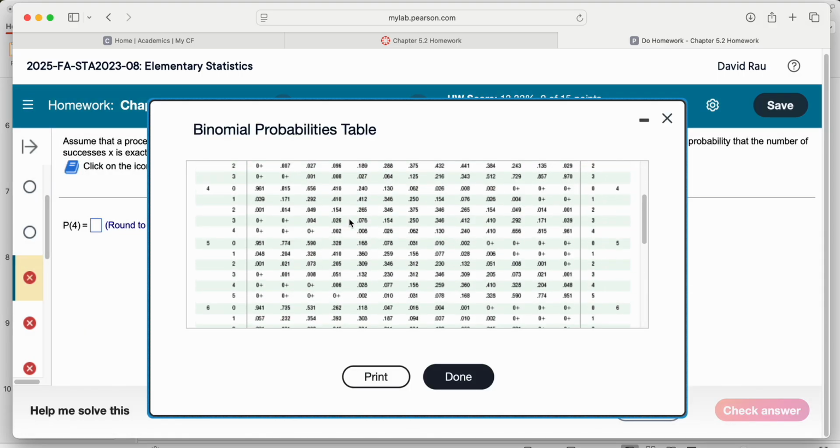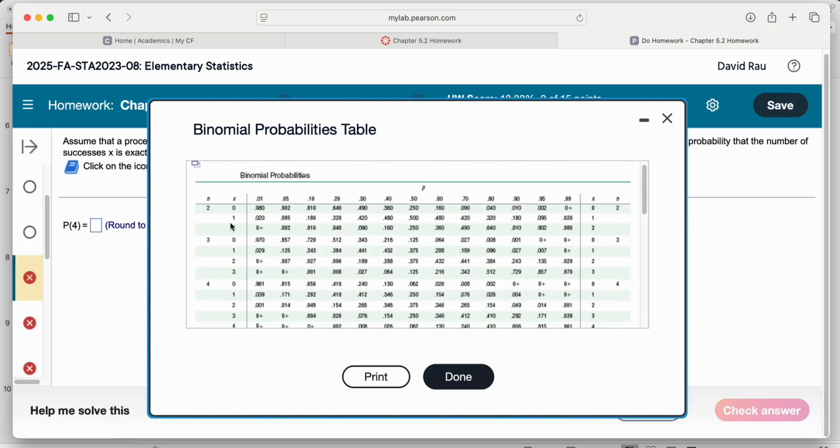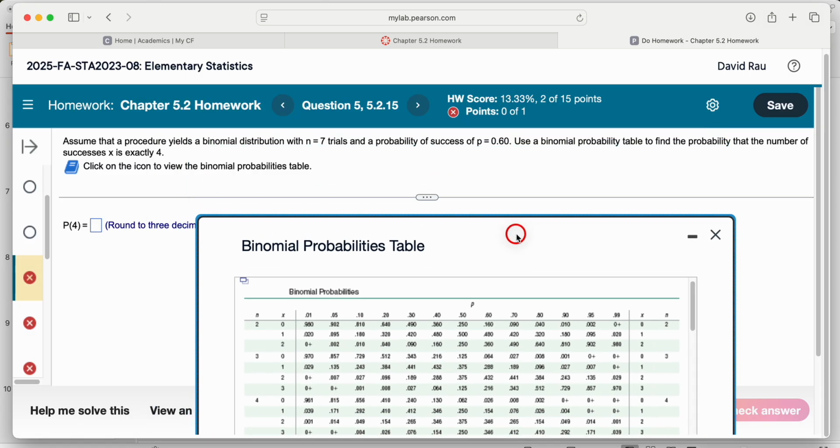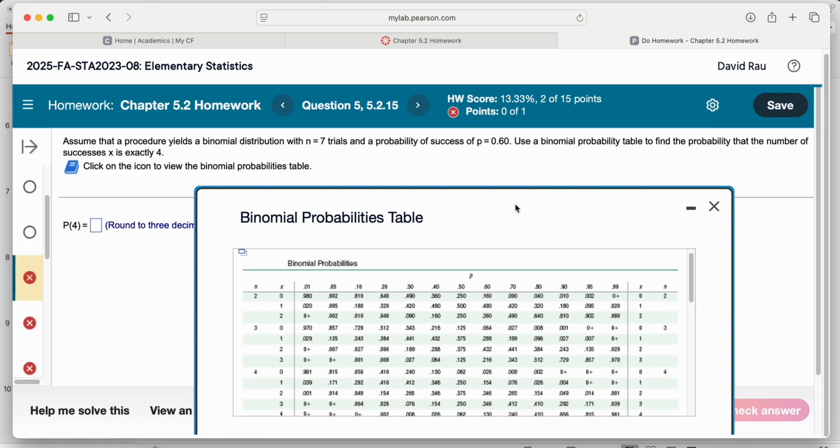Now this table is kind of blurry and it's not easy to see, but notice there's an N, an X, and a P. Hey look, all the things we talked about in the formula. And what I see is that we have N trials, which is 7. We want 4 successes, so 7 and 4 are my numbers that I'm looking for here and here. And my probability is 0.6.